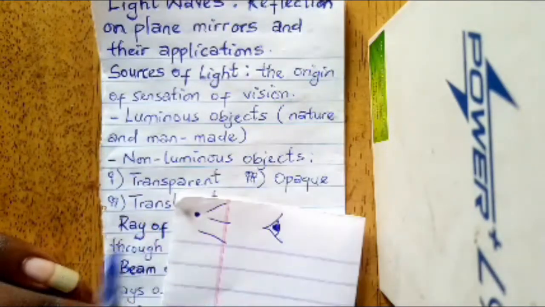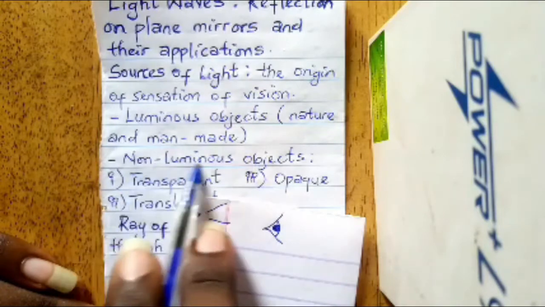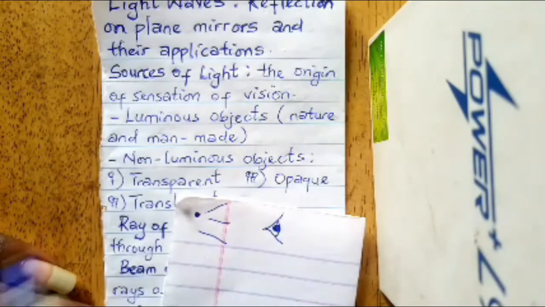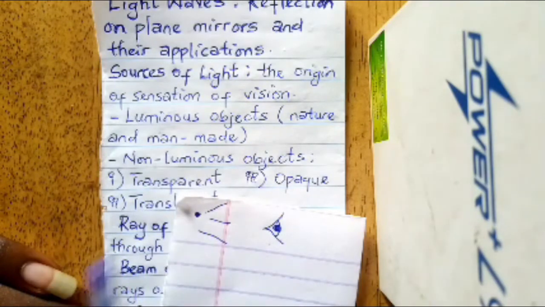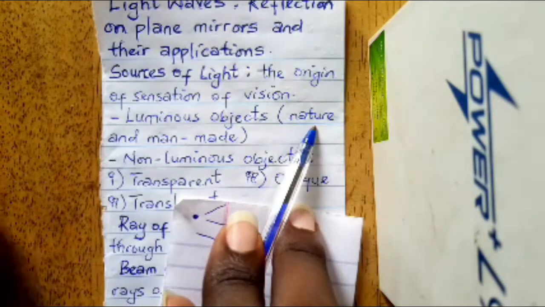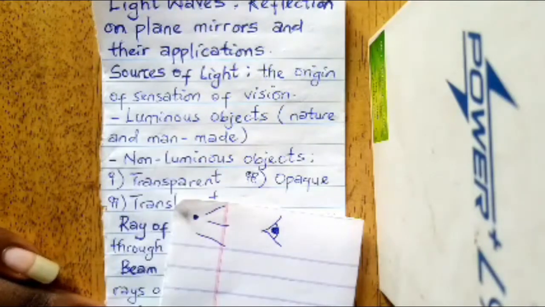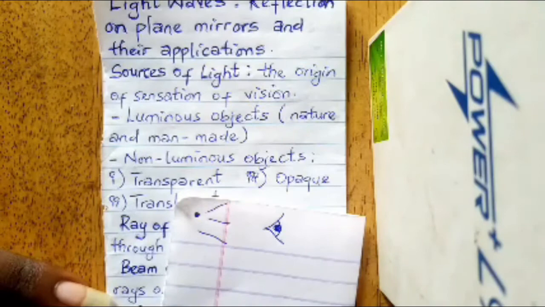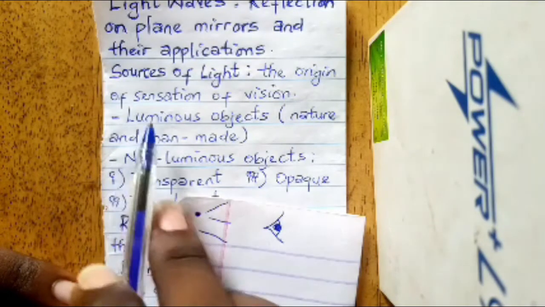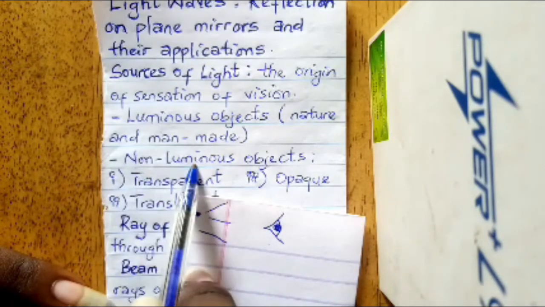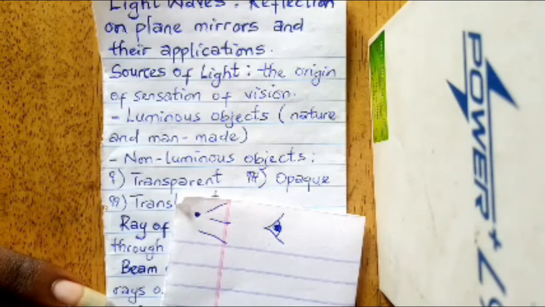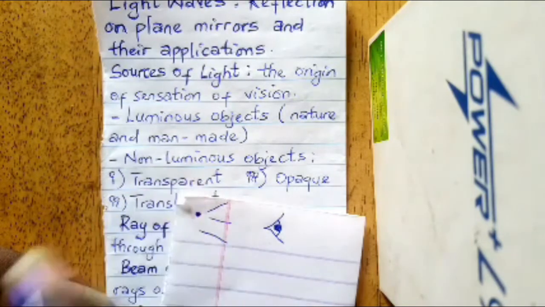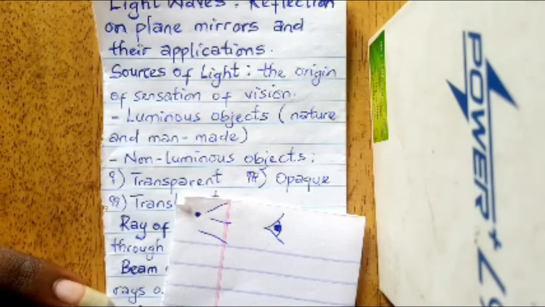So we have luminous objects and non-luminous objects. Now, by luminous objects, we mean points or sources of light which are natural or man-made. Luminous objects are objects which can produce light. But non-luminous objects can't produce light. Instead, they only reflect light which falls upon their surfaces.